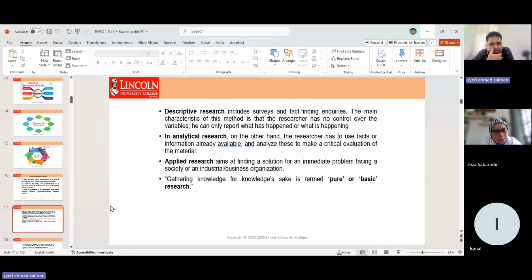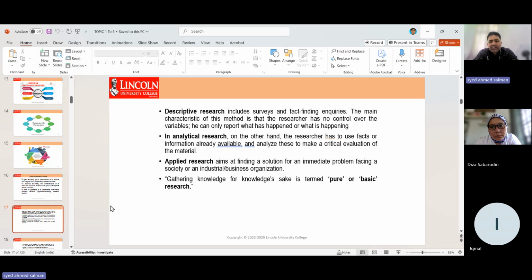Okay. The fourth is we have already understood the descriptive, right? Include surveys or fact-finding inquiries. The main characteristic of this method is the researcher has no control over the variables. He can only report what has happened or what is happening.